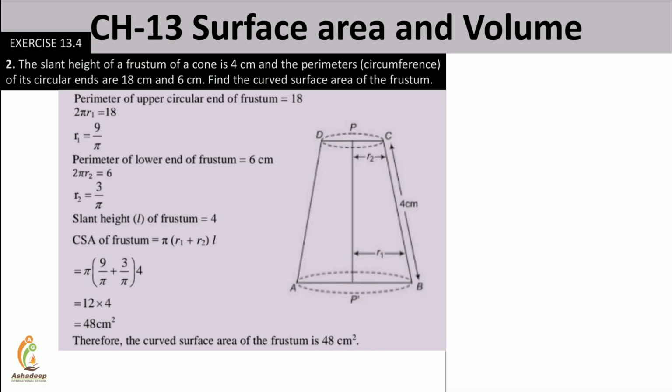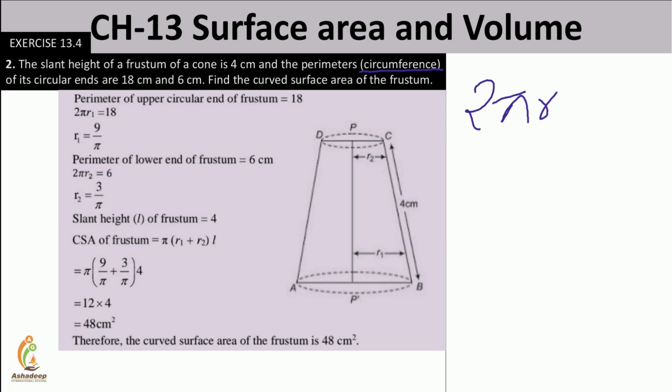Okay, now let's start the second sum of exercise 13.4. The slant height of the frustum of the cone is 4 cm and the circumferences of its circular ends are given, and find the curved surface area of the frustum of the cone. Here you are given the circumference. Circumference is nothing but 2 pi r, right?